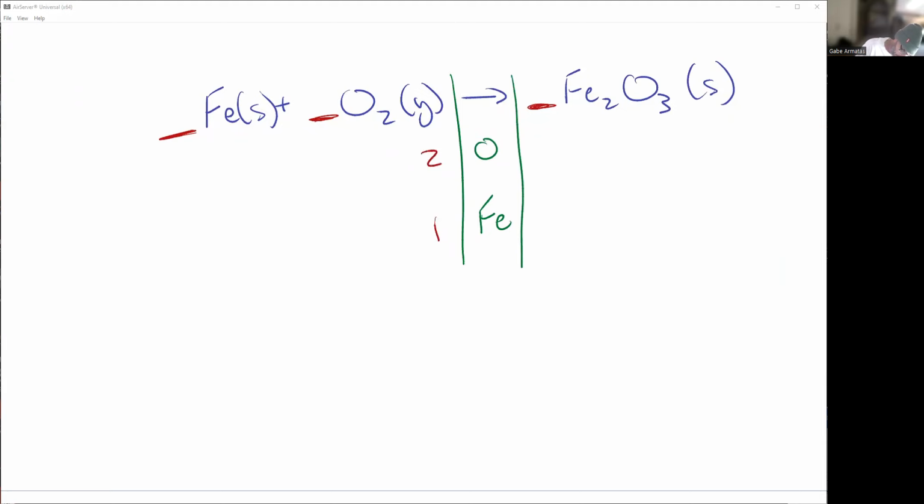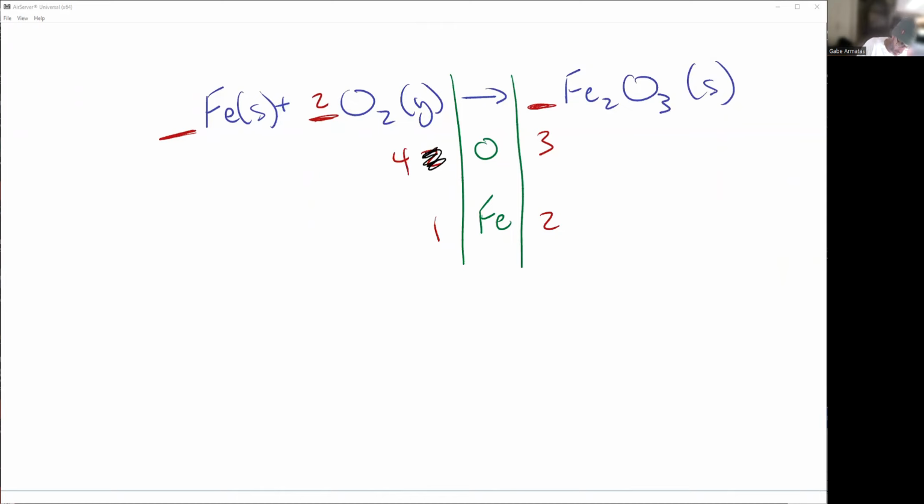2 oxygens on this side, 1 iron. On the other side, I have 3 oxygens and 2 irons. So let's balance the oxygens first. Here, if I put a number in front of this oxygen, watch what happens. Let's put a 2 in front. That's going to change this to 4 oxygens.